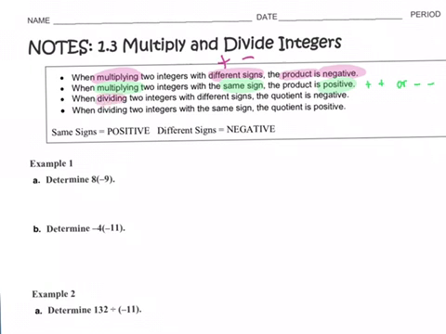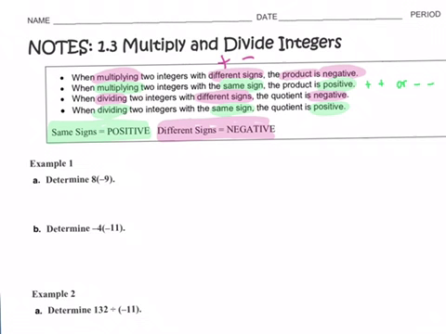Same rules apply with dividing. If dividing different signs, the quotient is negative. If dividing the same signs, the quotient is positive. So on the back, when you're doing this practice on your own for homework, come back to this because this will help you. Same signs, positive, different signs, negative.